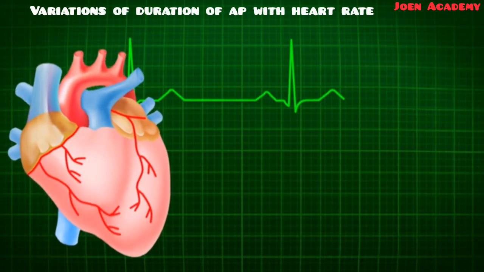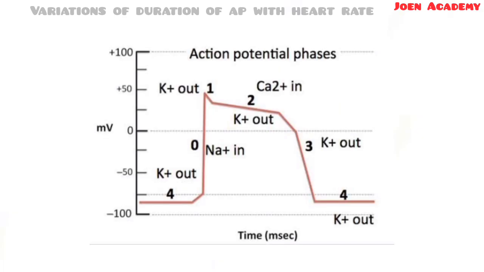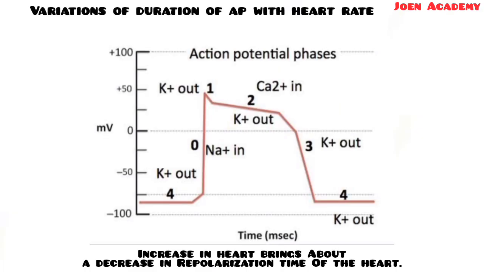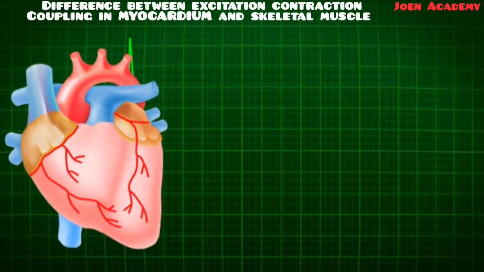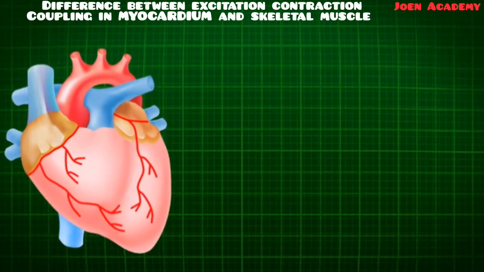Let us have a look at the variations of the duration of action potentials with the heart rate. An increased heart rate brings about a decrease in the repolarization time of the heart, and this shortens the duration of the action potential. This means a shortening of the systole. Not only does this shorten the systole, it also shortens the rest period before the next cardiac beat, that is the diastolic period.